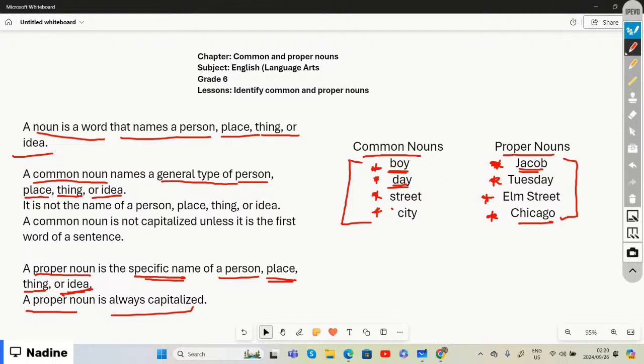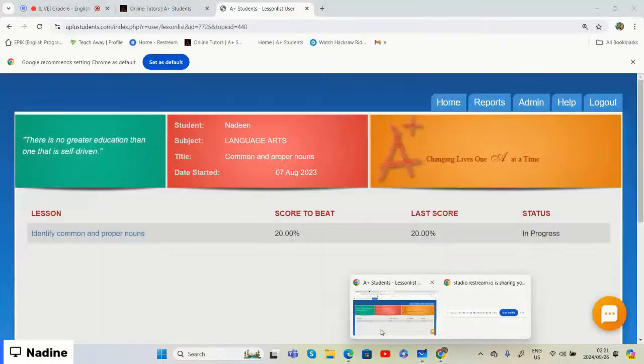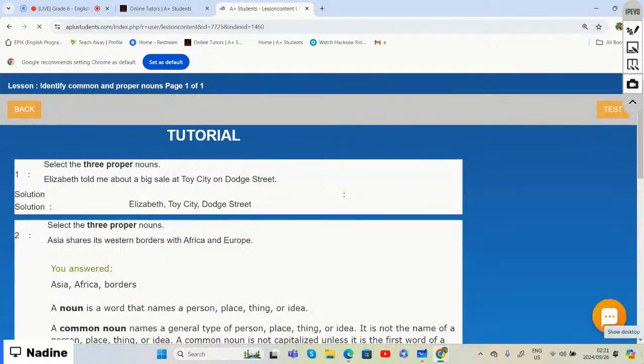And once again, a noun is a word that names a person, place, animal, thing, or idea, for example. And we have common nouns, which are general, and proper nouns, which are something specific, right? All right, so now we're going to aplusstudents.ca and we are going to identify common nouns and we're going to identify proper nouns.